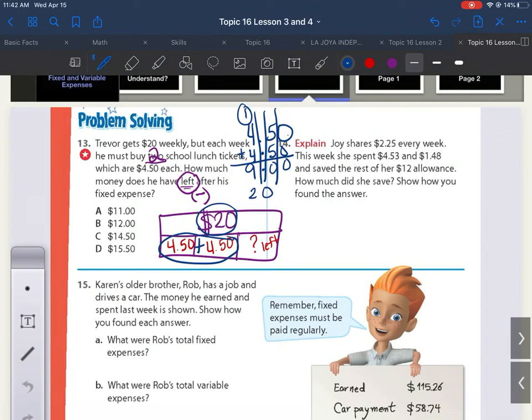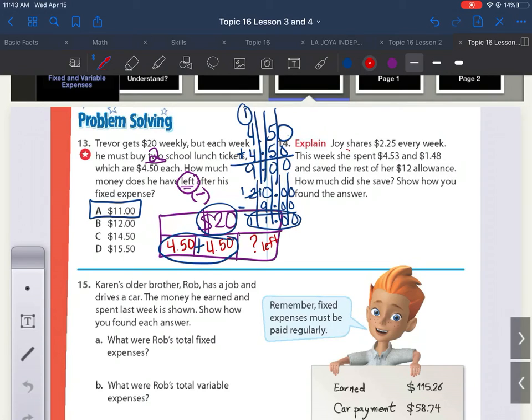I need to take my $20.00. Remember, because we're dealing with decimals. And I'm going to take away my $9, which was my total that he spent. 0 minus 0, 0. 0 minus 0, 0. Decimal point, 0 minus 9. We cannot, so the 2 becomes a 1 and the 0 becomes a 10. 10 minus 9 is 1. 1 minus nothing is 1. My leftover would be $11.